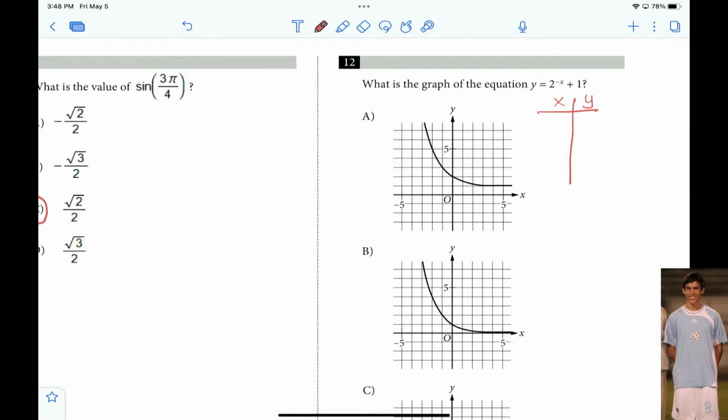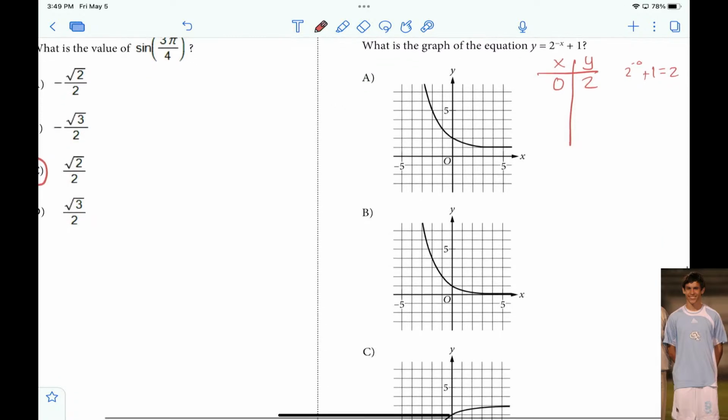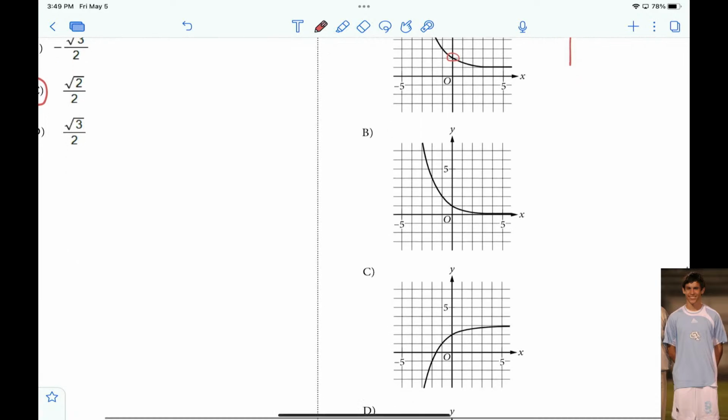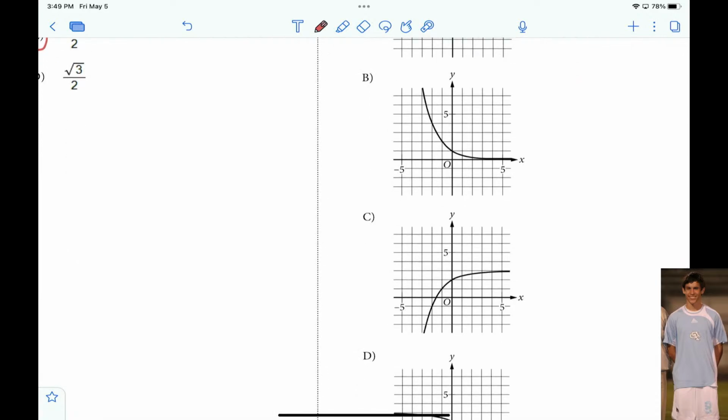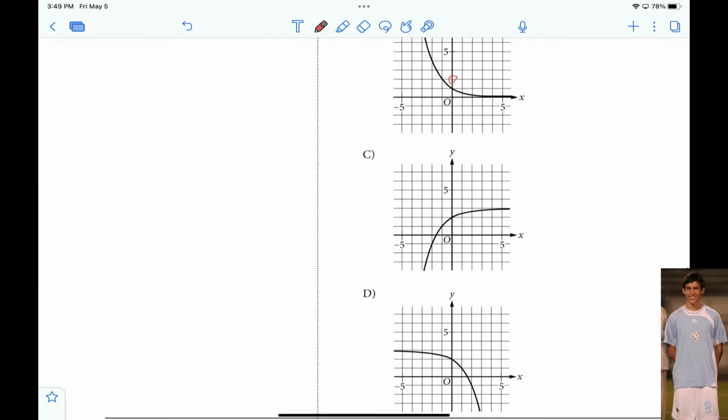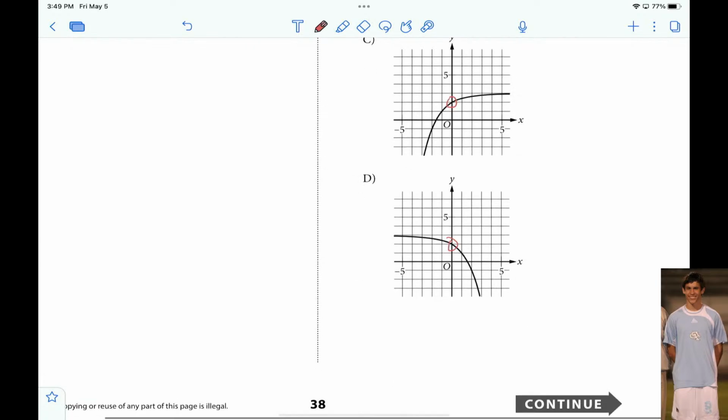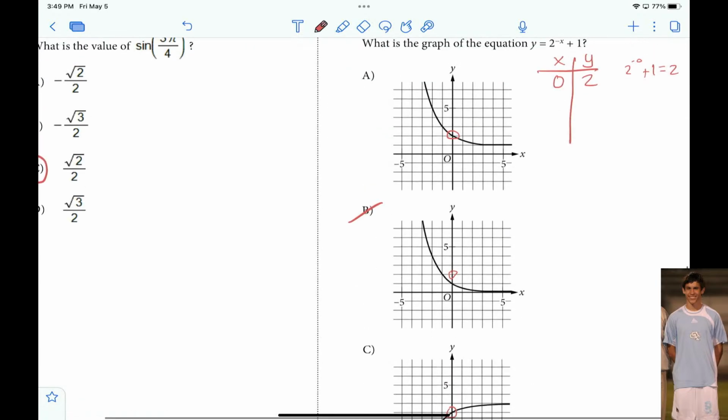So the most common one we usually pick is 0. So then I'm saying, okay, well, 2 to the negative 0 plus 1. Remember, anything to the power of 0 is 1. So 2 to the negative 0 is still 1. So this is just 1 plus 1, so we end up getting 2. So the point (0,2) should be a point. If I look at the answers, A has that point, so A is still an option. B does not have that point, so B is out. C has that point, and D has that point. Okay, so we were able to eliminate one answer.